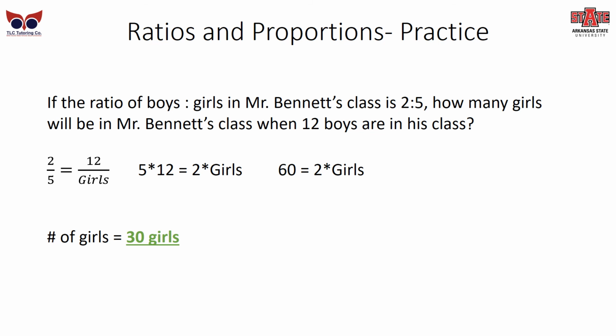So we set up our proportions. We know the class is 2 to 5, here written as fractions, and we know that there are 12 boys in the class over the unknown number of girls. Now we're going to cross multiply. 5 times 12 is equal to 2 times girls. That is the same as 60 is equal to 2 girls. We divide by 2 and we have 30 girls when there are 12 boys.